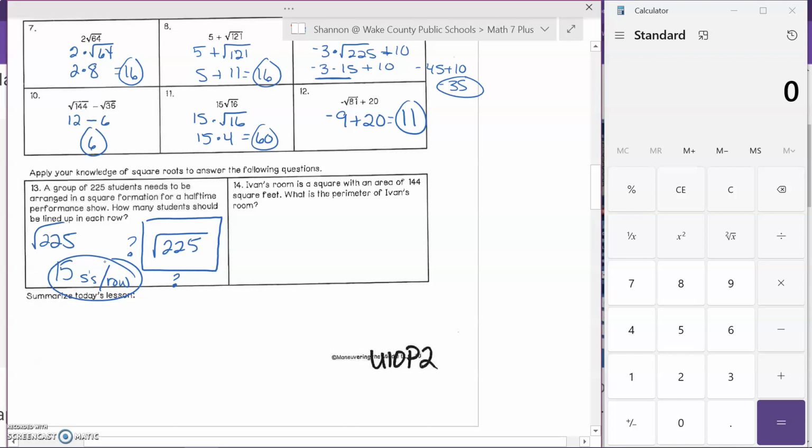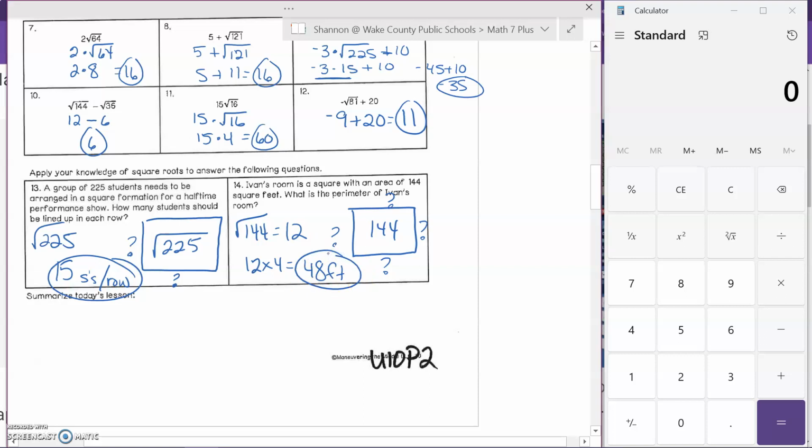Number 14, Ivan's room is a square with an area of 144 square feet. What is the perimeter? So we need to know all of these dimensions. Well, square root of 144 is 12. So each wall is 12, and there's 4 of them for perimeter. So that's 48, and that would be feet.